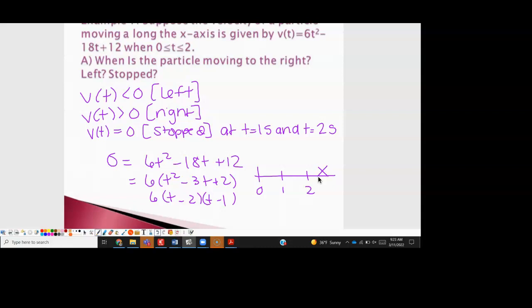What is happening between 0 and 1? So that's like plugging in 0.5. 0.5 minus 2 is going to be negative, 0.5 minus 1 is negative. A negative times a negative is positive. So from 0 to 1, the particle is moving right.